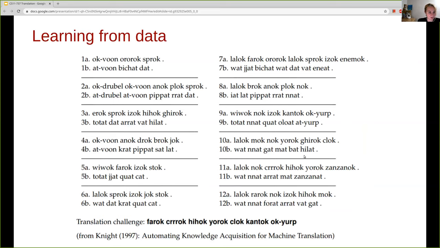Okay, so now let's talk about translation data. So where does translation data come from? And in this slide, I show a very simple example between two imaginary languages. You can find out what those languages are from this paper. And this example shows training data for a machine translation system, which is called a parallel corpus.